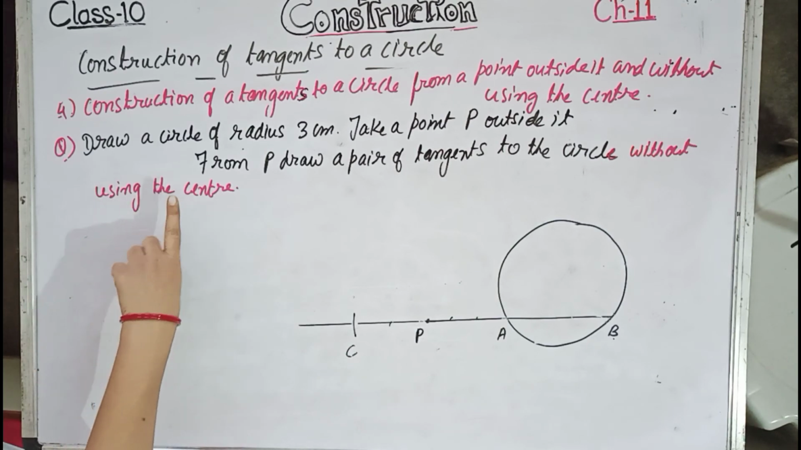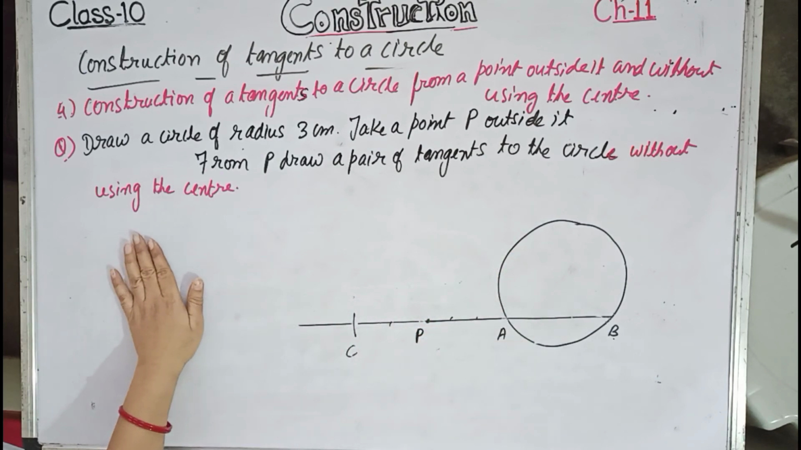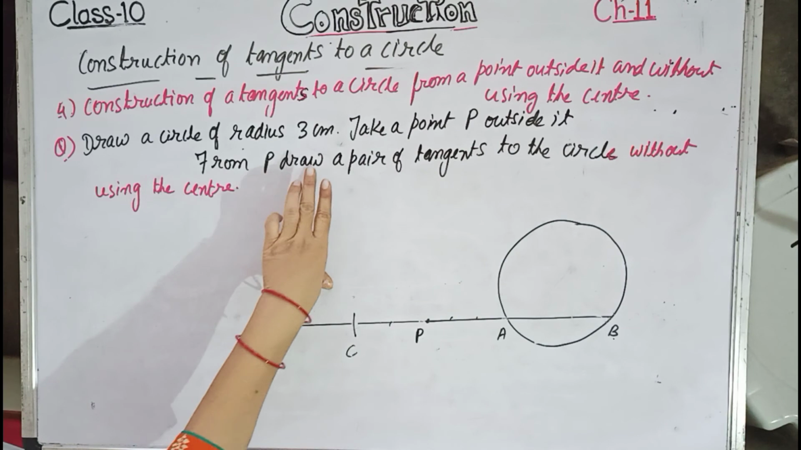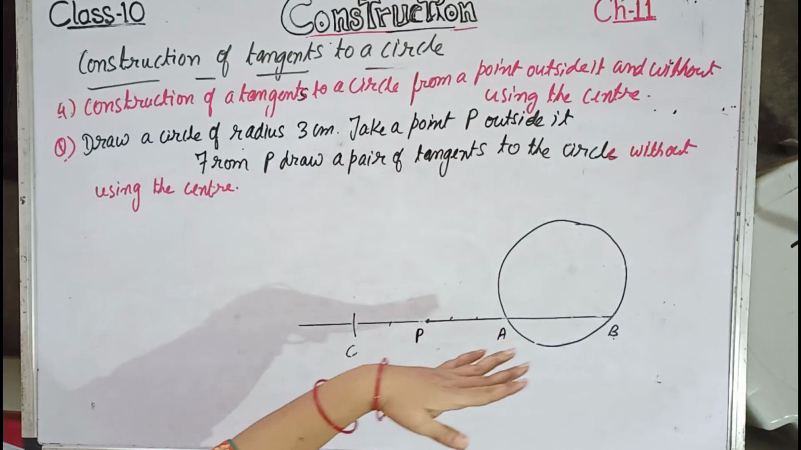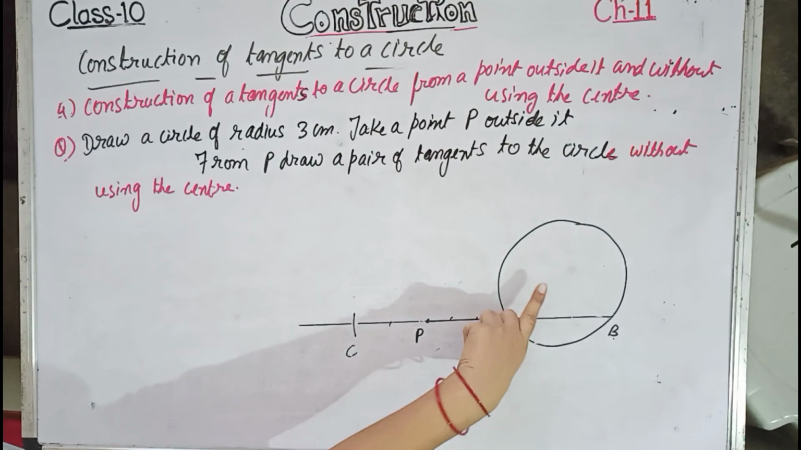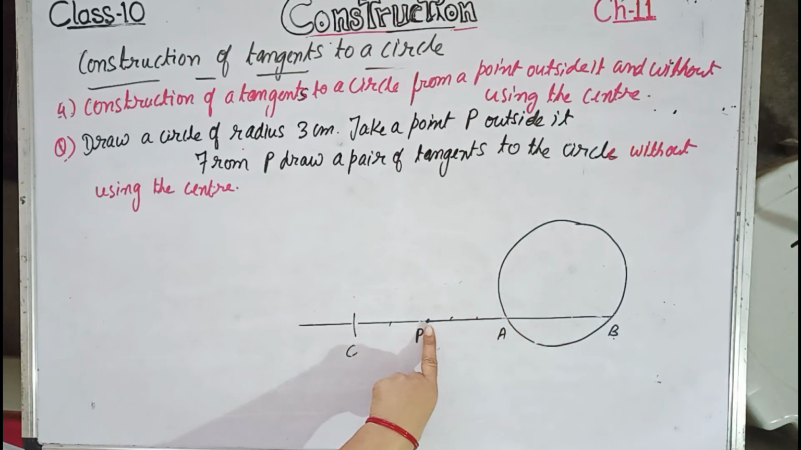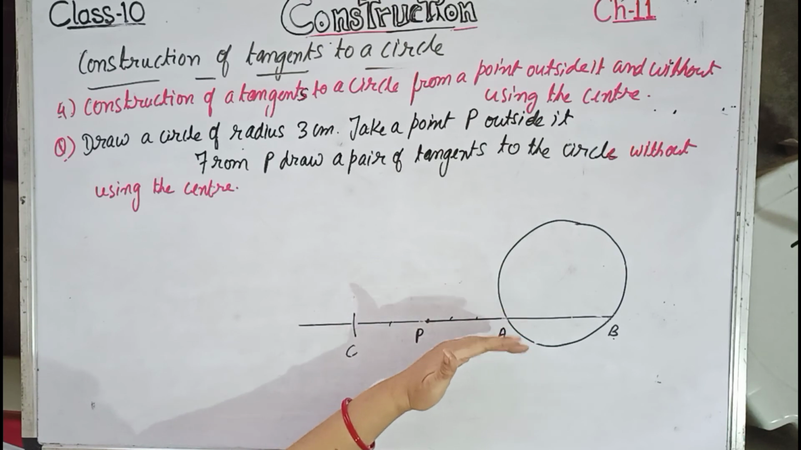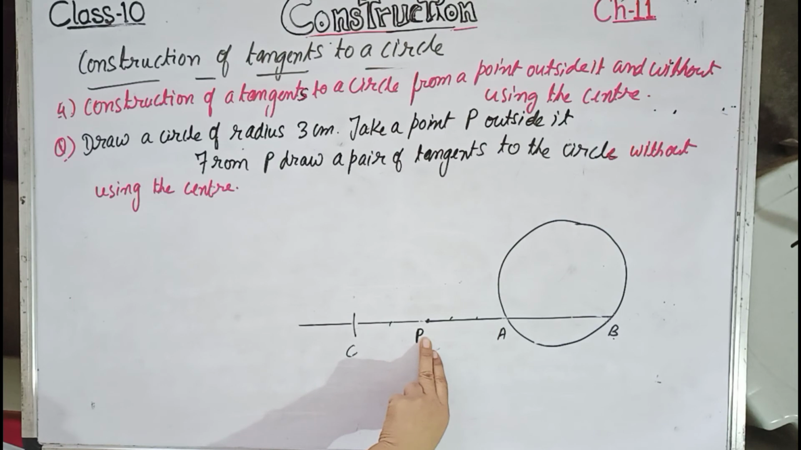So I was explaining construction of tangents to a circle from a point outside it and without using the center. The question I have made randomly: draw a circle of radius 3 cm, take a point P outside it, and from P draw a pair of tangents to the circle without using the center. So again I am explaining: draw a circle of radius 3 cm, don't mark the center because we don't have to use the center. Now mark any point P outside it. Take the point P somewhat closer to the circle and a bit down of the center. So over here I have marked the point P.